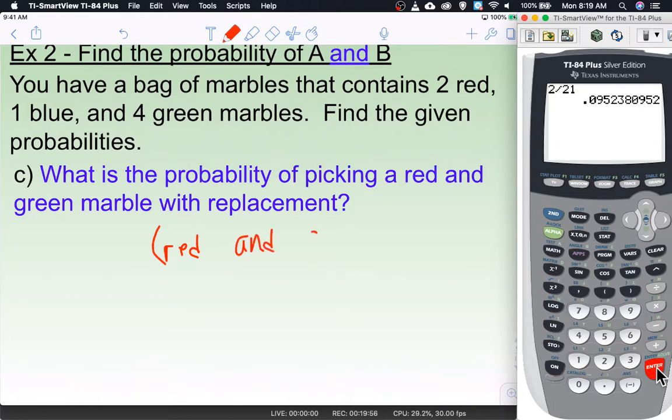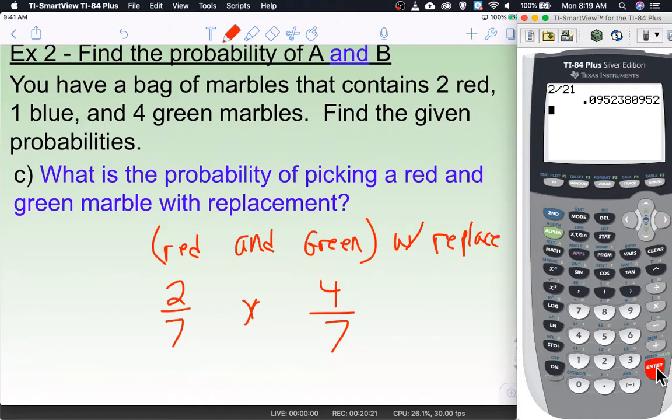All right, so I started writing while you were working, with replacement. So a red marble, the chance of getting a red marble from the beginning was 2 out of 7. Now, with replacement means I took that marble out, I looked at it, and I put it back in. So there's still a total of 7 marbles in the bag. And there's 4 green of them. So when I multiply those outcomes together, I get 8 out of 49. And I'm just going to leave that one as a fraction. You can change it to a decimal and a percent if you like, but that's what it would be as a fraction.